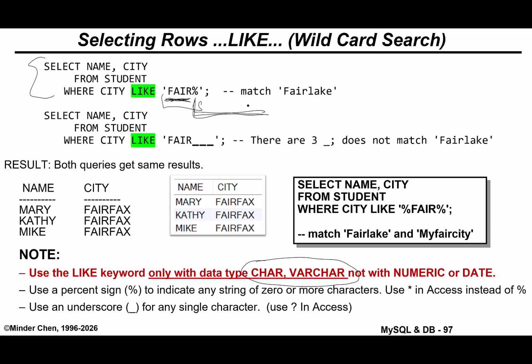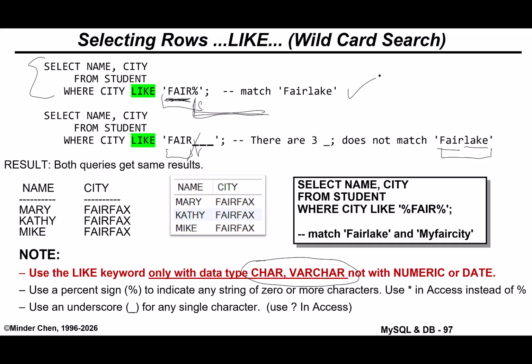So like, okay, reservoir. You can also use underscore. If you use underscore, like 3 underscores, then the city name has to start with, in this case, fair, followed by 3 more characters. You don't care what the 3 characters are, but it has to be 3 characters. So if you have a city called Fair Lake, it would not match. Although it matches fair, but lake is 4 characters long. So it doesn't match in this case, but it matches in this case. Okay.